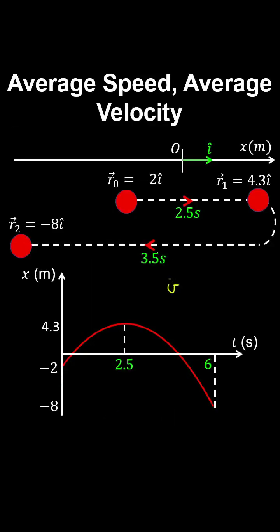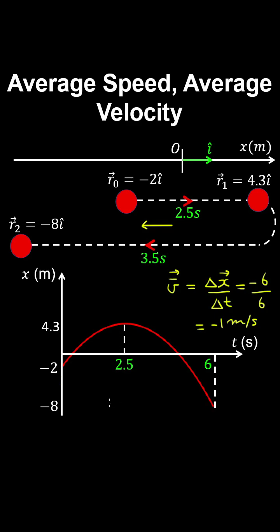The average velocity of a particle is a vector quantity, and it's equal to the displacement over a change in time. So for example, from 0 to 6 seconds, the final position is minus 8 minus the initial position, which is minus 6 meters, over a change in time, which is 6 minus 0 seconds. And therefore we obtain minus 1 meter per second for the average velocity, meaning that on average the velocity of the particle is to the left or pointing west.